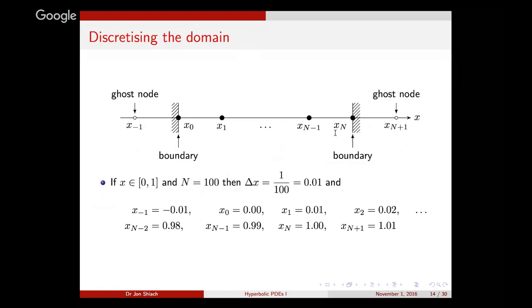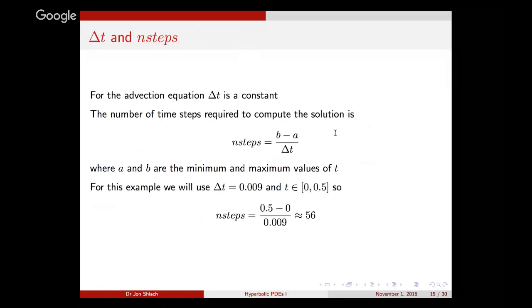Okay, that's the discretizing the domain. How many steps do I need to take? Well, for the advection equation, we're going to use a constant time step. That's not always the case. When we start to look at nonlinear systems of PDEs, we have to change our value of delta t at each step. But for the advection equation, for now, our delta t is going to be constant.